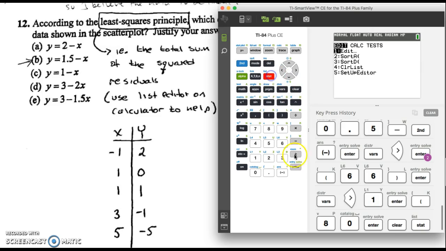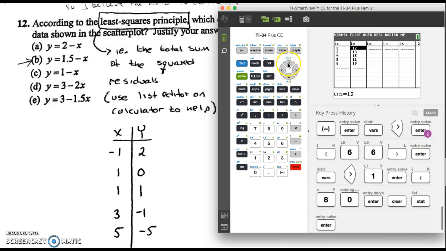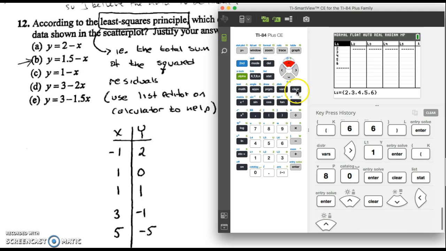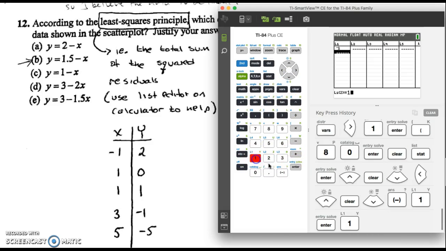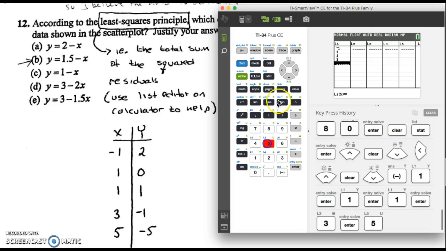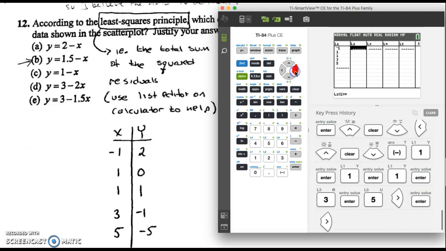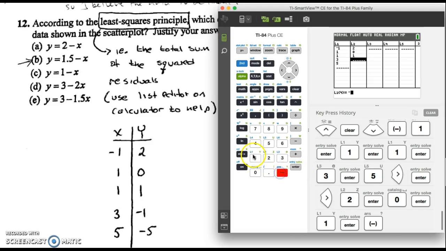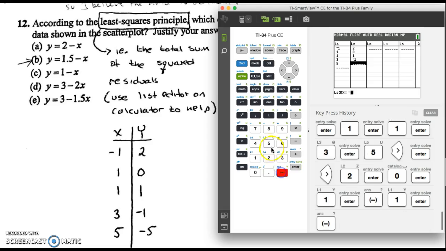So I'm going to go to Stat, Edit, and I'm going to clear out the lists of the data that I have in there. All right, x data: -1, 1, 1, 3, 5. And on Y data: 2, 0, 1, -1, and -5.